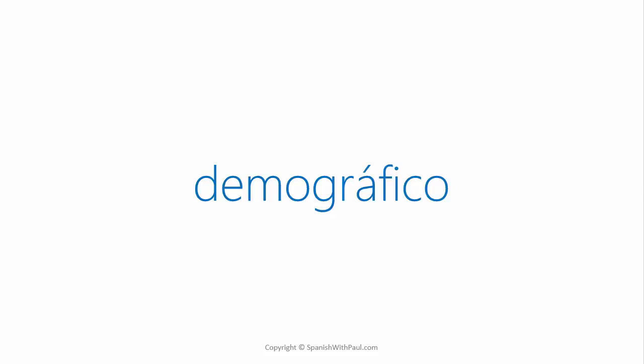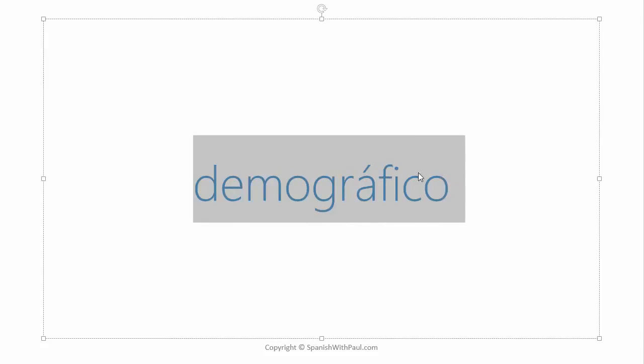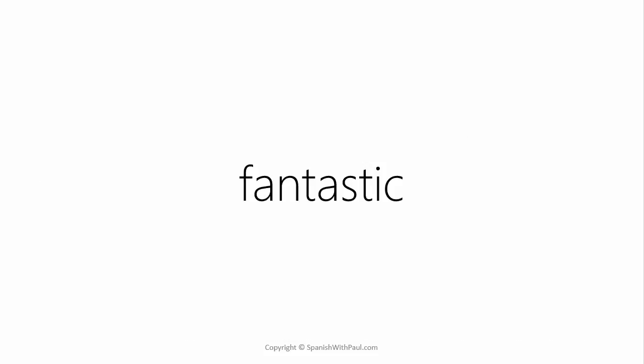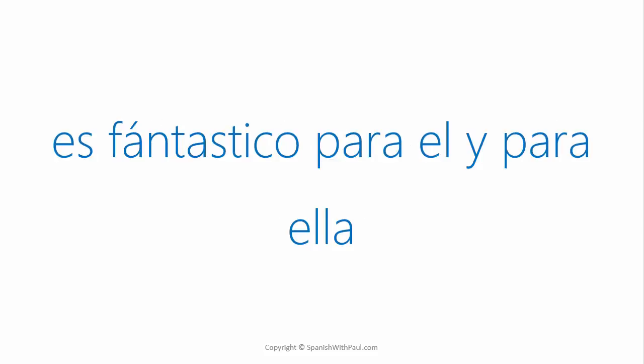What about this one as a more kind of challenge to you? How would you say demographic in Spanish? Demográfico. So the push over the A here. Demográfico, demográfico. What about fantastic? Fantástico. How would you say it's fantastic for him and for her? Es fantástico para él y para ella.